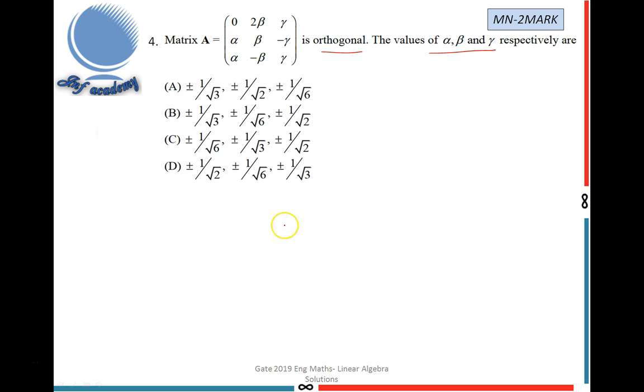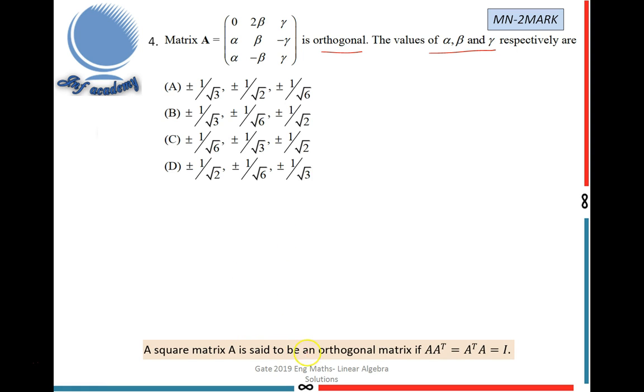What is that orthogonal definition? A square matrix A is said to be an orthogonal matrix if A into A transpose equals A transpose into A equals I. So by using that definition, I can write A into A transpose equals I. What is matrix A? Rows: 0, 2 beta, gamma; alpha, beta, minus gamma; alpha, minus beta, gamma.